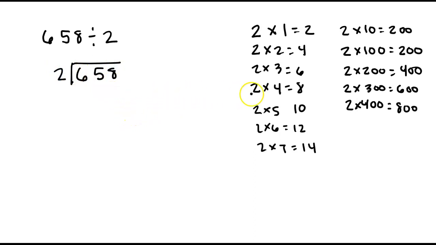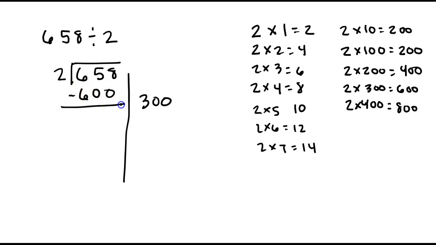I'm going to start with the highest number that I know, which is 2 times 300, 600. So I've got 300 written out to the side because that's what I'm multiplying by. And then I know 2 times 300 is 600. When I subtract, I get 58. Okay, well, 2 can still go into 58 a lot of times.